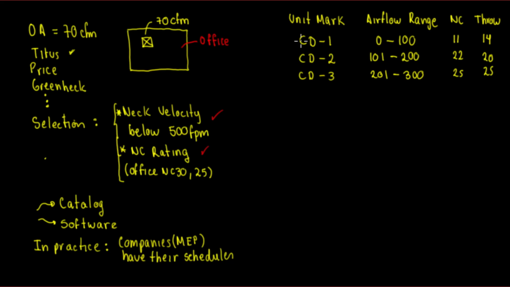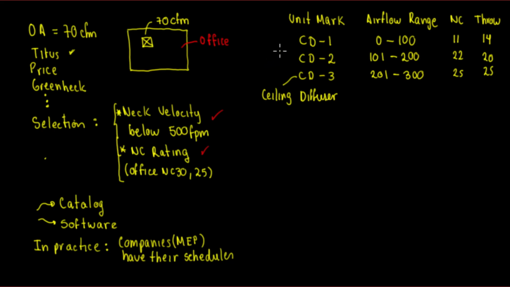And so what is CD? This depends on the company. So this is called ceiling diffuser. See, so that's the other part. So in practice, the companies already have this because they're not going to be selecting one by one each diffuser. It takes so much time. You have so many diffusers, so efficiency is very important.